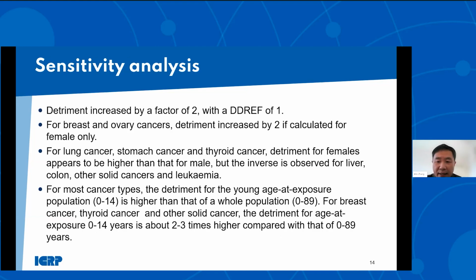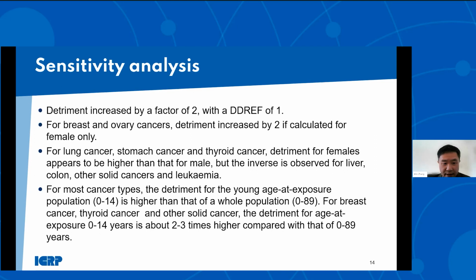These slides summarize what I have seen in the sensitivity analysis so far. The detriment increased by a factor of 2 with a DDIF of 1. For breast and ovarian cancers, detriment increased by 2 if calculated for female only. For lung cancer, stomach cancer, and thyroid cancer, detriment for female appeared to be higher than that for male, but the inverse is observed for liver cancer, colon cancer, other solid cancers, and leukemia.